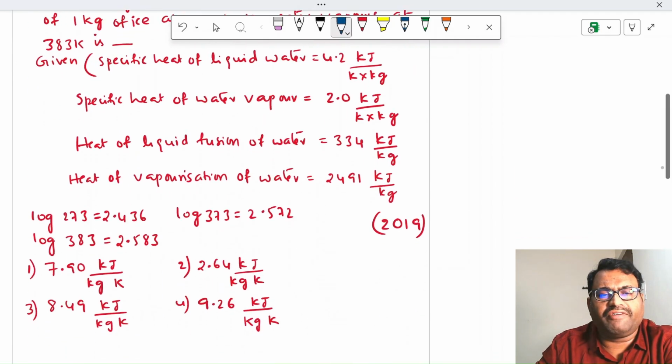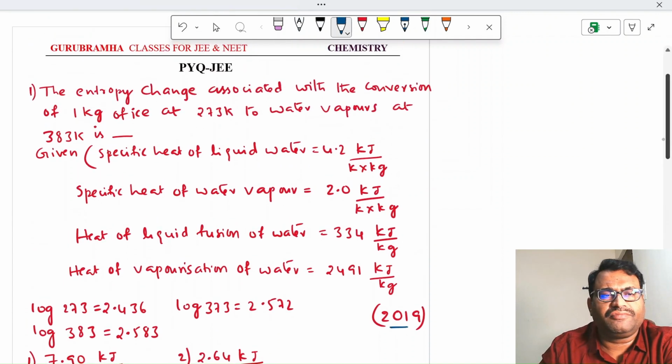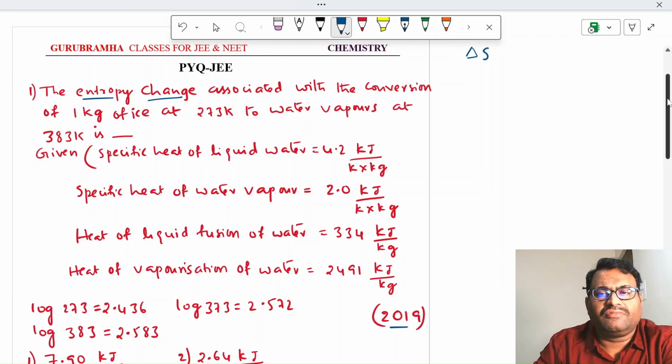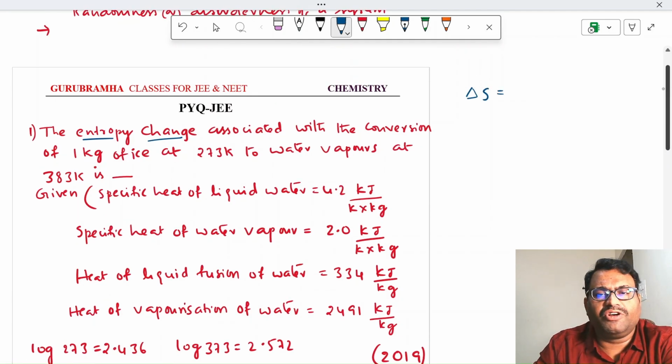So here, what is the question given? In which year is it given? In 2019, the question is given. What is the question? Let us see. They want the entropy change. Entropy change is represented by delta S. We have studied that delta S is equal to Q reversible by T.